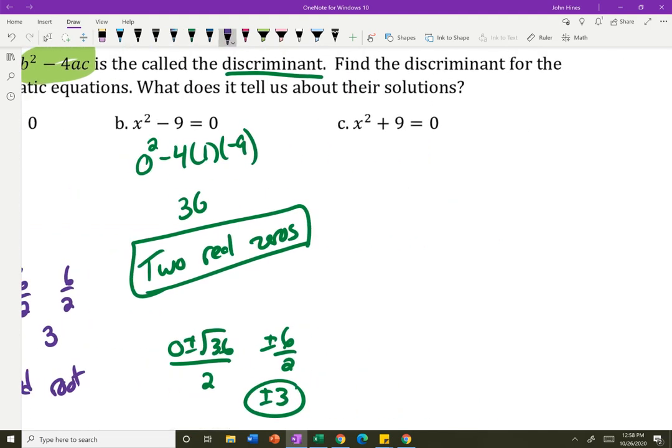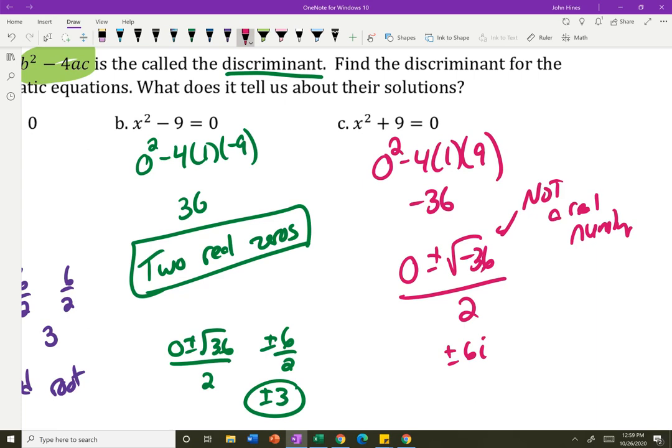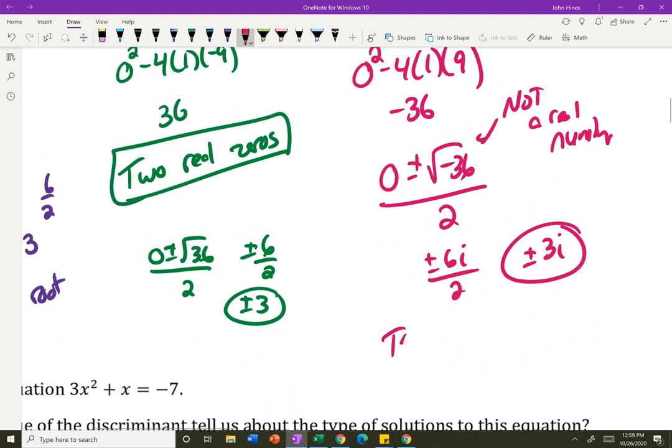And worst case scenario is over here, 0 squared minus 4 times 1 times 9, right? 1, 0, 9 is my a, b, and c. I get negative 36. So I get 0 plus or minus the square root of negative 36 over 2. This is a problem because this is not a real number. We can keep solving it, though, because I know the square root of negative 36 is 6i. So I get plus or minus 3i are my 2 solutions. So I get 2 complex solutions, 2 non-real answers.